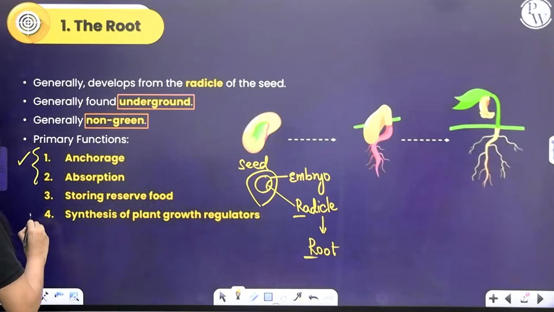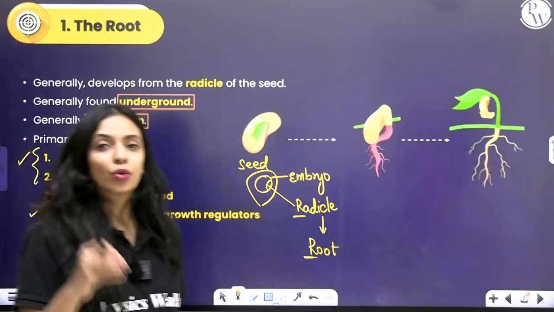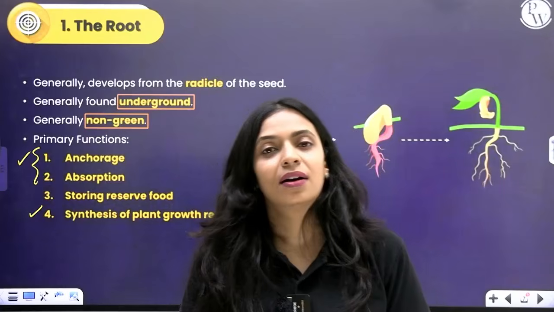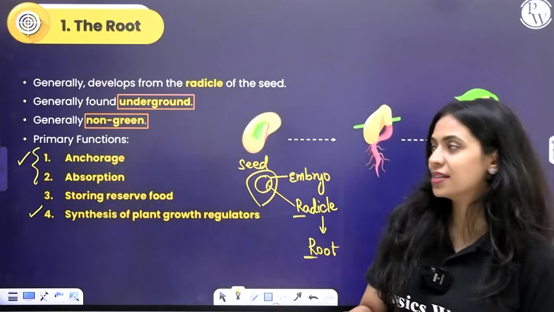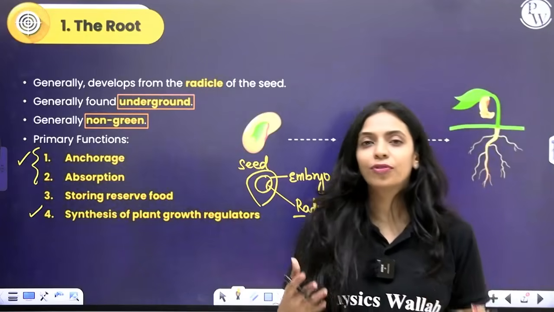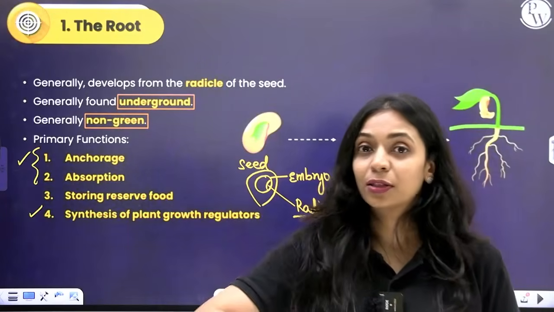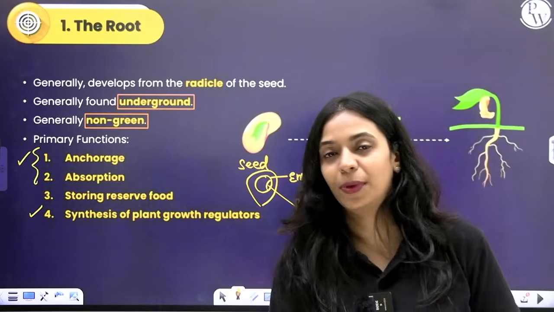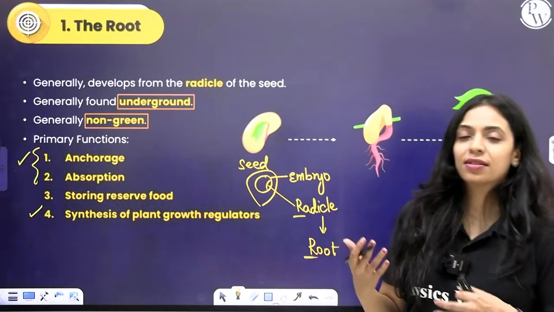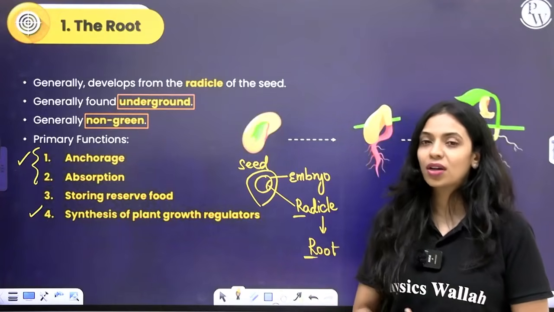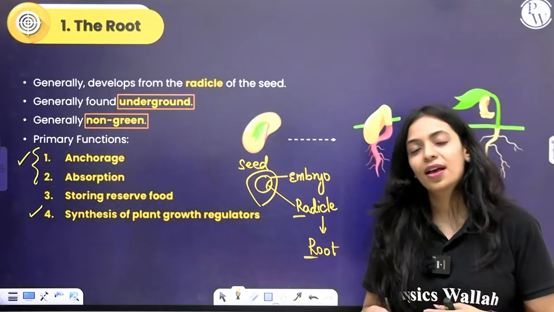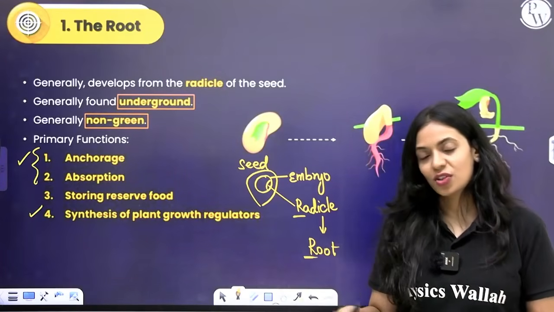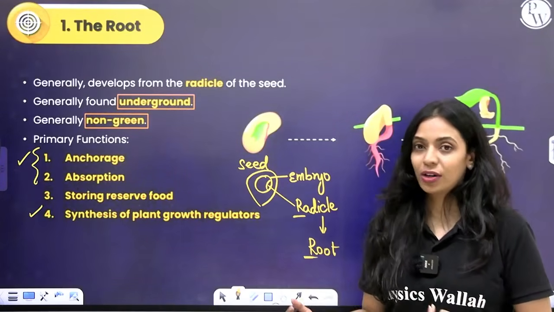Of course, synthesis of plant growth regulators: at the tip of roots, some PGRs, plant growth hormones or phytohormones are synthesized, but the primary function of roots is to anchor the plant firmly to the soil and also help in absorption. In some plants, the root is swollen and stores food, such as in carrot, radish and turnip, but that is a modification. That is not its primary function, that is a modification.